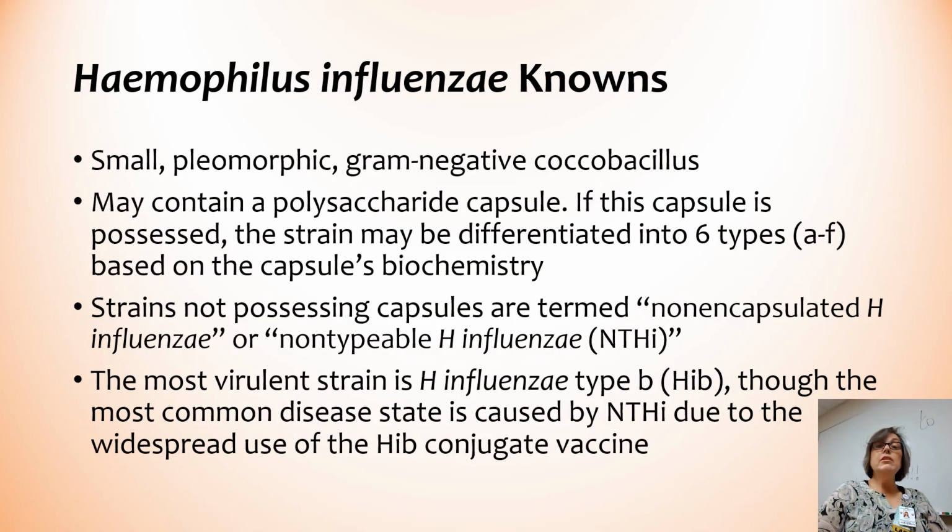A little bit about Haemophilus influenzae. They are small, pleomorphic, gram-negative coccobacilli. They may contain a polysaccharide capsule. If this capsule is present, the strain may be differentiated into 6 types, A through F, based on the capsule's biochemistry. Strains not possessing the capsule are termed non-encapsulated or non-typable H. influenzae. However, the most virulent strain of H. influenzae is type B, Hib, but due to the vaccine that most young people are getting today, we do not see that as much. We see more of the non-typable H. influenzae.